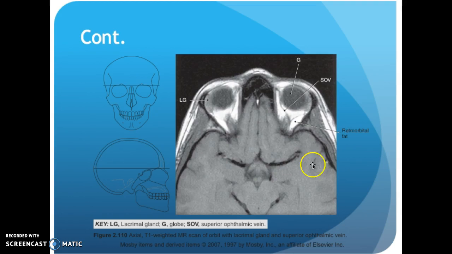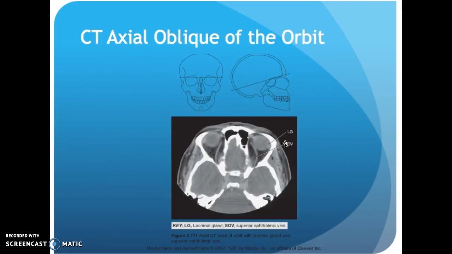This is MRI T1, and you can see your superior ophthalmic vein coming around. So suspended in the fat, because the fat is nice and bright, so you can see that vein really well. Here's another great shot of it on CT. You can see it very well there, superior ophthalmic vein, and then your lacrimal gland.